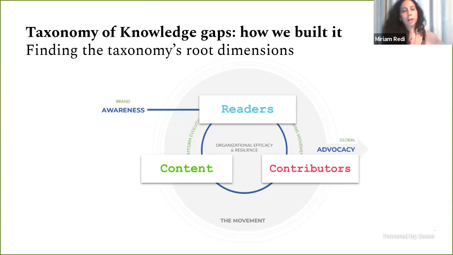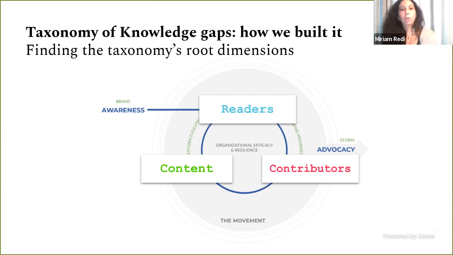If you're familiar with the concept of a taxonomy, it is like a tree, where the roots of the tree are the coarsest grain category of the word you're trying to classify, and the leaves are finer grain properties of the roots of the tree. And so the first step to build this taxonomy was to identify the roots of our tree, the pillars of the Wikimedia movement that we will analyze to find knowledge gaps.